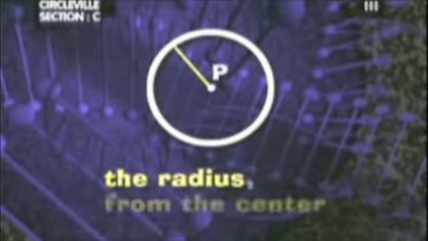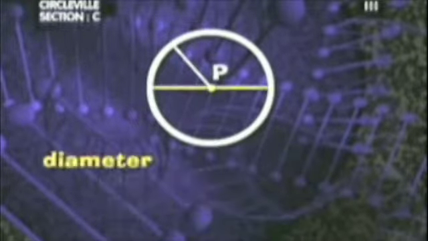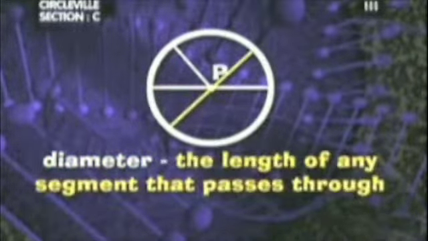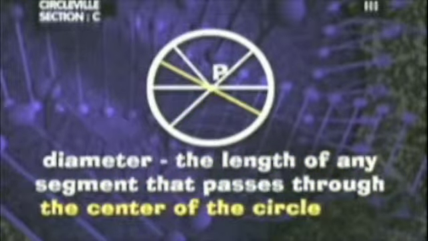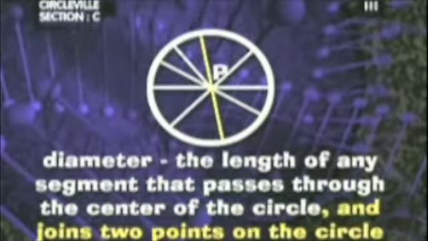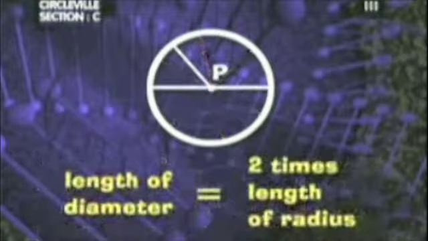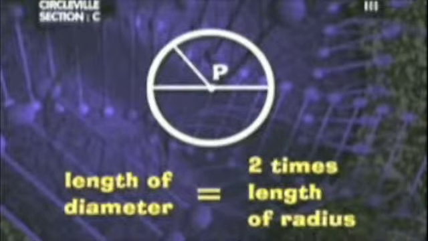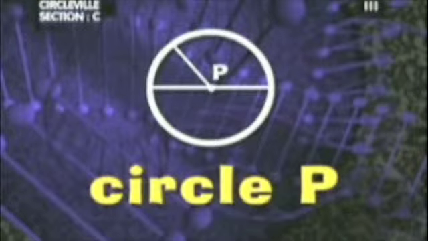Welcome to Circleville. First we'll go over the nuts and bolts of circles, the basic definitions. Then we'll get into circumference. A circle is the set of all points in a plane that are a certain distance, the radius, from the center. The diameter of a circle is the length of any segment that passes through the center of the circle and joins 2 points on the circle. So, the diameter is twice the length of the radius. We name a circle by its center. This one is circle P.